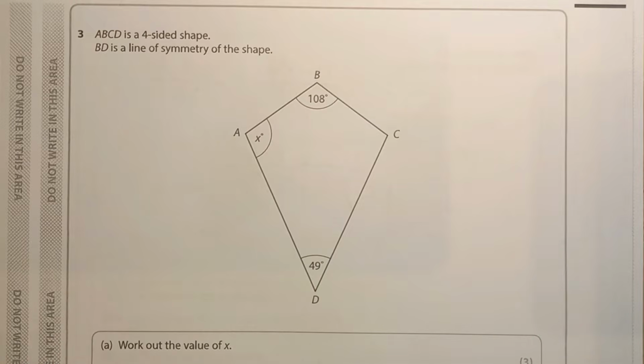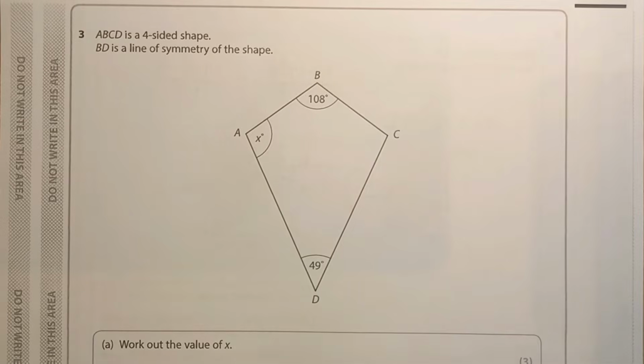Question 3. ABCD is a 4-sided shape. BD is a line of symmetry of the shape. Work out the value of x.